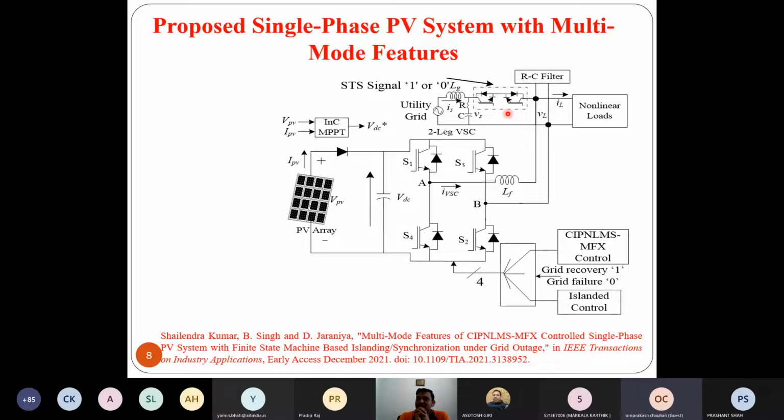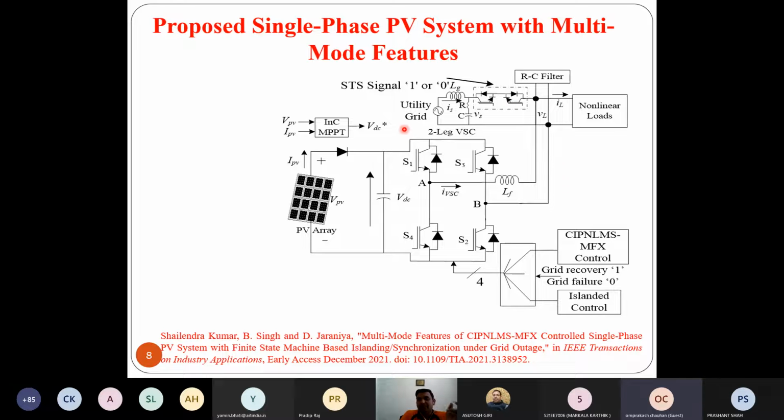Bidirectional power flow means sometimes PV array is down, so we have to take power from the grid because we cannot interrupt the power to the load. Sometimes PV array power is more than the load requires, so extra power can be injected to the utility grid. So the direction of power would be like this, and when PV array is down, the direction of power is like this.